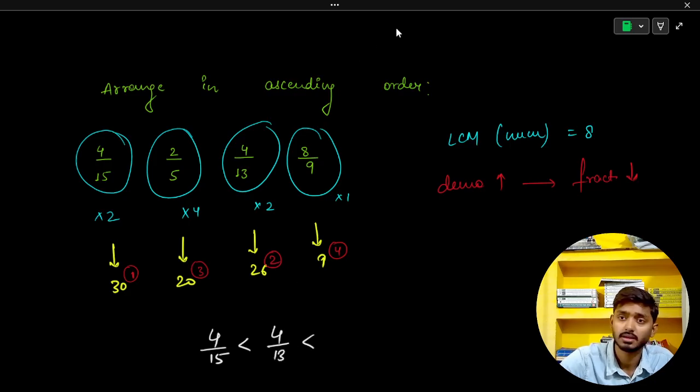Similarly, the denominator next to 26 is 20. Higher the denominator, lower the fraction. So next would be 2 by 5. And anyway, the last one would be 8 by 9.